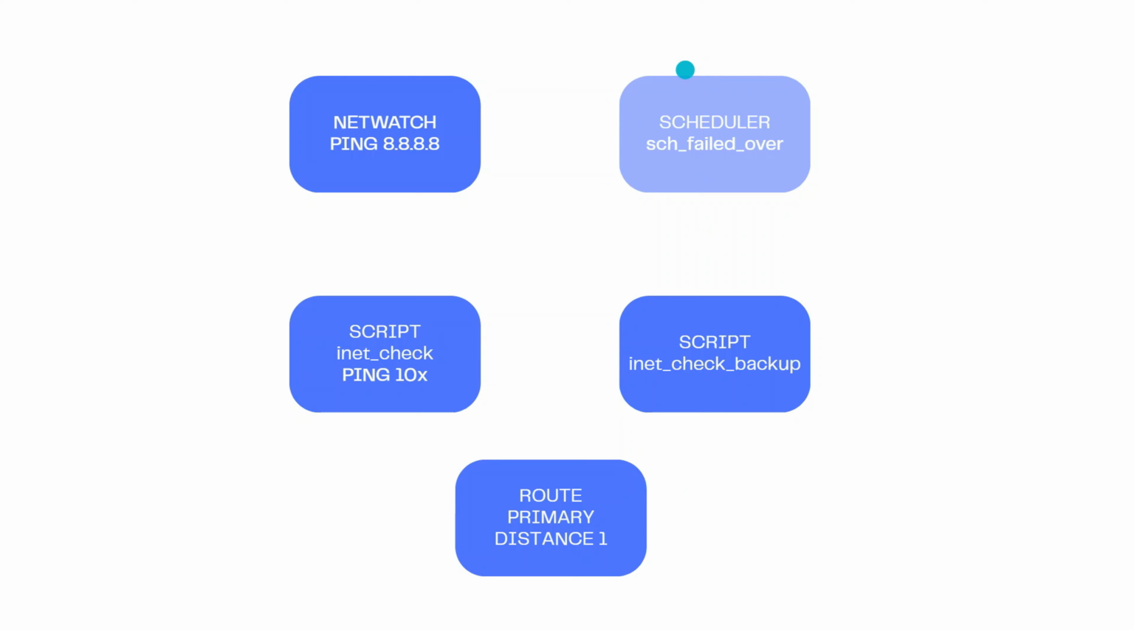So then we get back to the initial state. So the scheduler is now back to being disabled. The scripts never get disabled or enabled because they only get run when they get triggered by something else, by these two guys here. And then our route is back to 1. Okay, so hopefully that's clear.